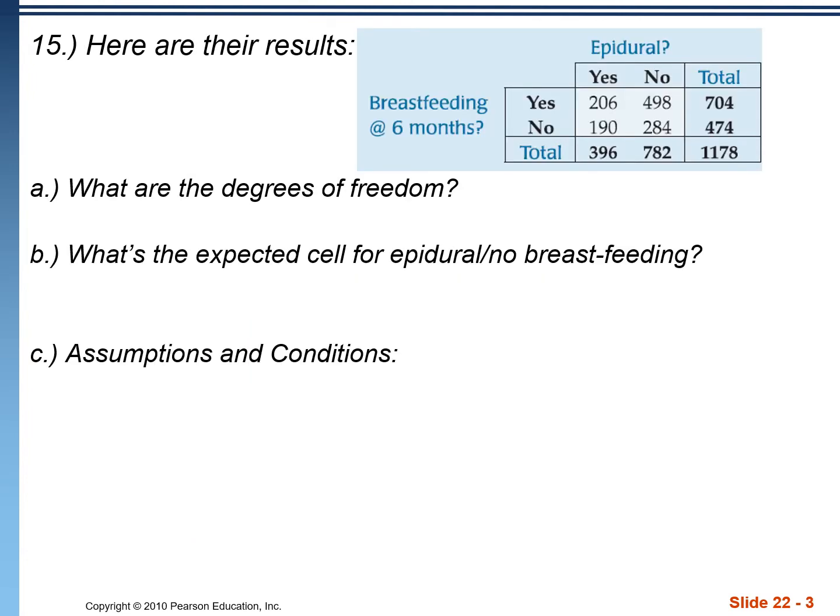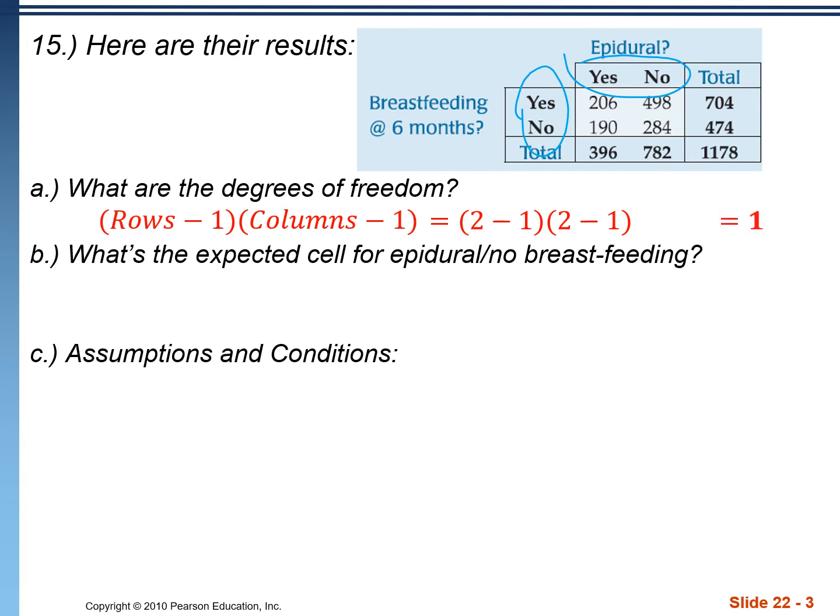Number 15 asks us a few questions about this table. First off, it says, what are the degrees of freedom? Degrees of freedom for a two-dimensional table is rows minus 1 times columns minus 1. We have two rows and two columns, so 2 minus 1 times 2 minus 1 is 1 degree of freedom.